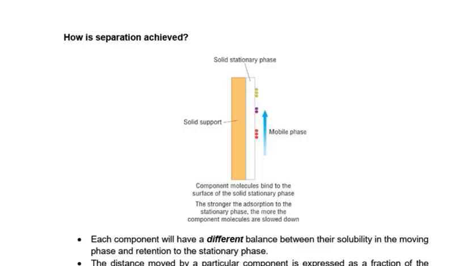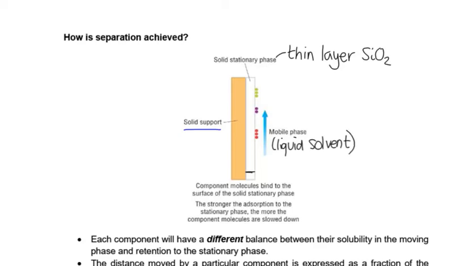So how is your TLC separating your components? What you remember, you've got your solid support at the back, and then this is your solid stationary phase, which is your thin layer of silica. You've drawn your pencil line near the bottom and you've put your spot on, and then you've put it into your solvent, and the solvent is the mobile phase. It's moving up the plate and it's carrying the spots up with it.